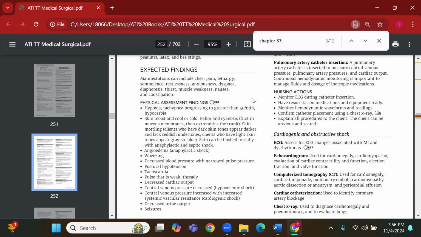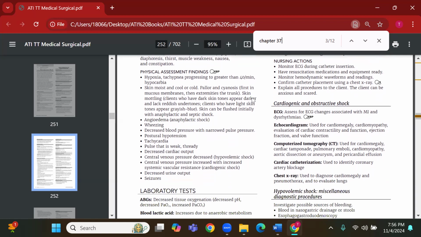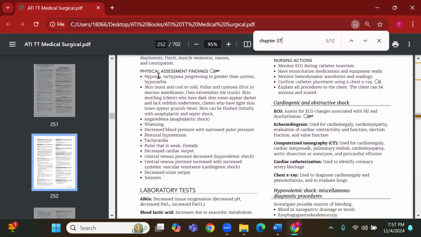Okay, let's go down here. Look at the physical assessment findings here. Hypoxia, low blood oxygen. For this, if we suspect that the patient is going into septic shock or anaphylactic, an ABG would be probably the best way to see the oxygen measurement. Tachypnea progressing to greater than 40 per minute, and then low carbon. Their carbon will go down. First in the mucous membrane, skin mottling.